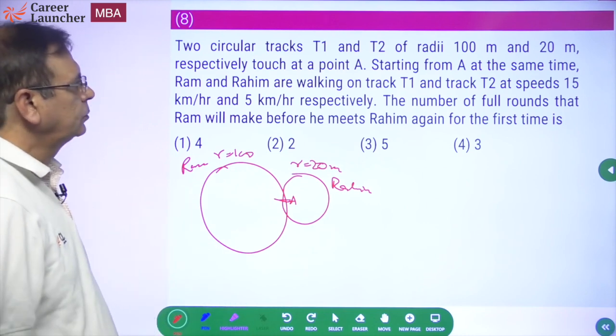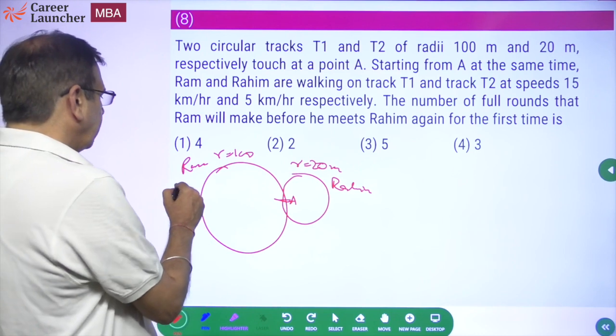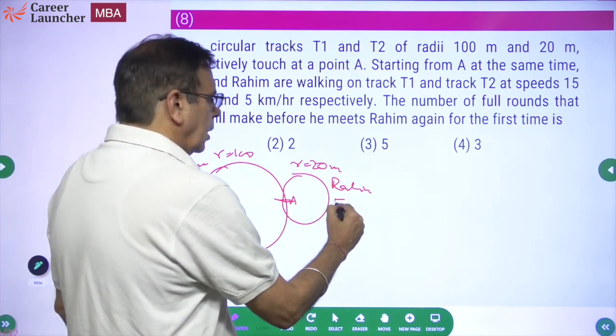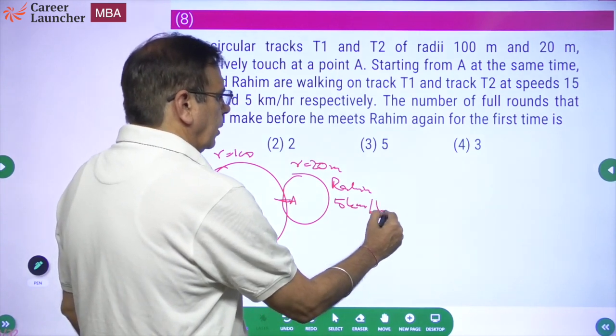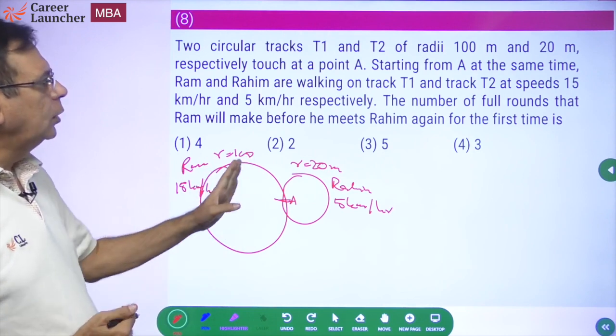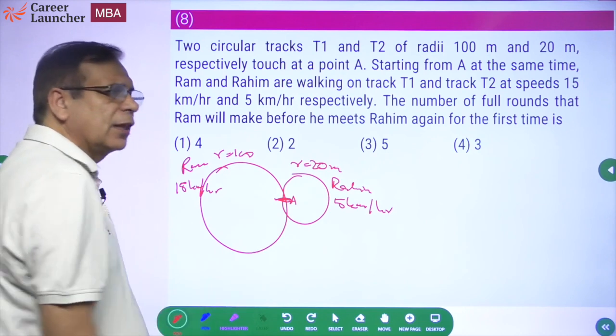Okay. Now, they start at the same time. Ram and Rahim are walking track 1. Ram walks at a speed of 15 kilometers per hour, and Rahim at 5 kilometers per hour. Right? We now have to find how many rounds would Ram have taken before he meets Rahim again, and obviously they are going to meet at this point only.